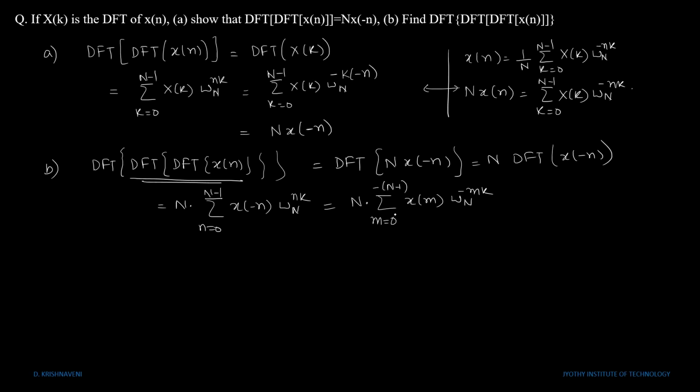Now because it is periodic, 0 to minus of n minus 1, this I can change to 0 to n minus 1, because you know the points 0 to n minus 1 or minus of n minus 1 to 0 are repeating themselves. So every time the n points repeat. So we have n summation m is equal to 0 to n minus 1 x of m W n to the power of minus mk.